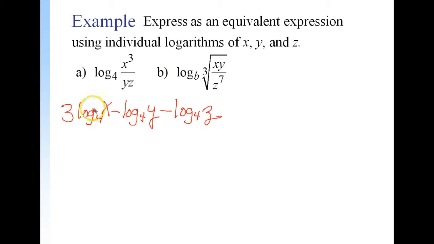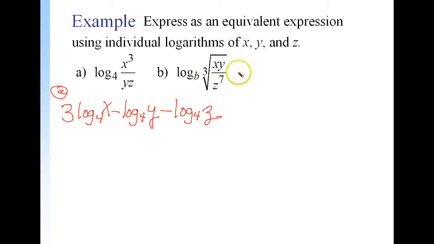So this is my A equivalent expression. So again, the exponent goes out in front because we're going to multiply this by 3. There's our log base 4. And then since these are in the denominator, they're both going to be negative.